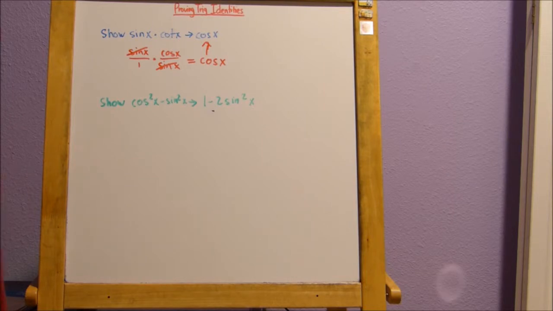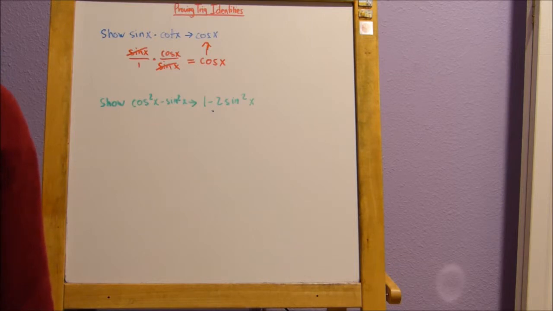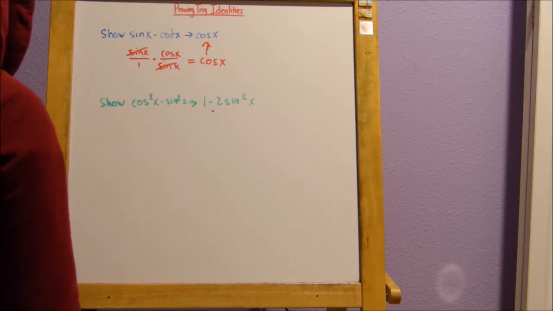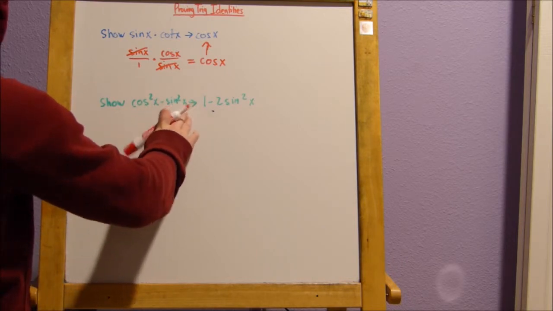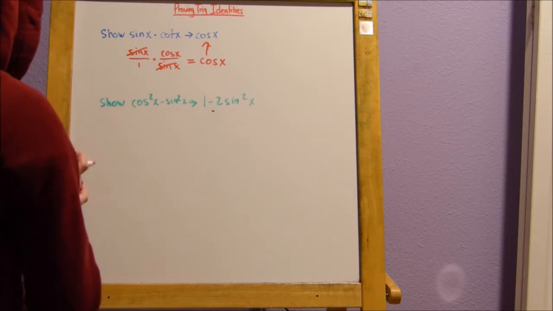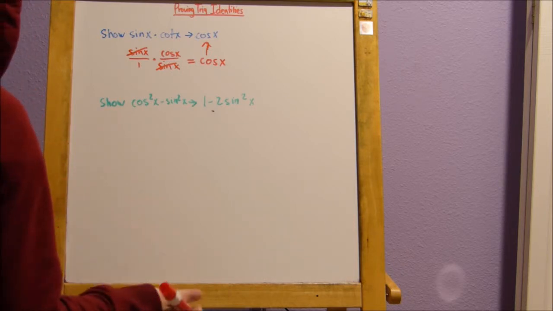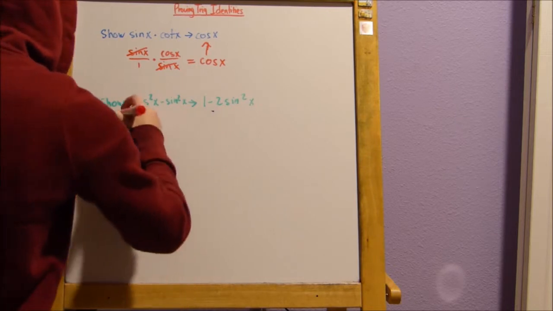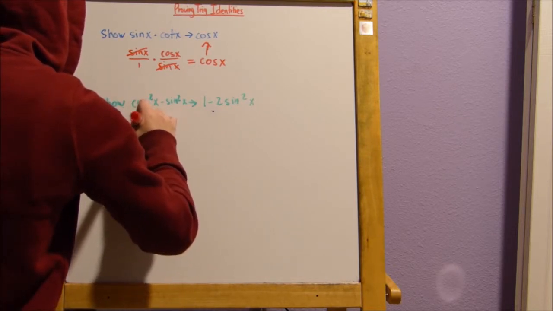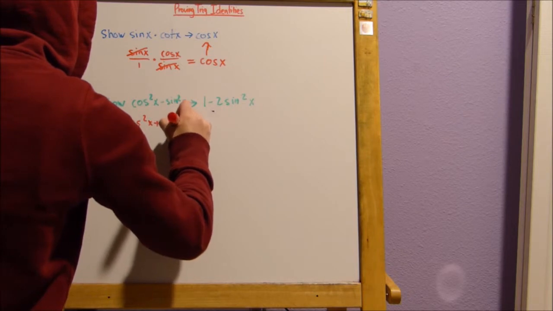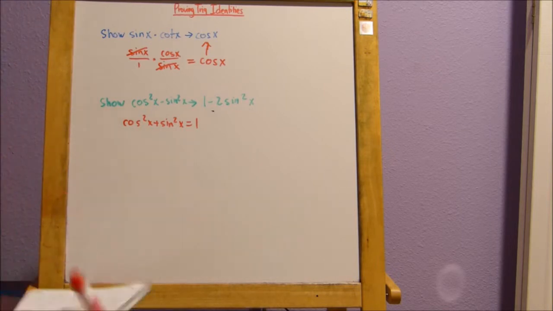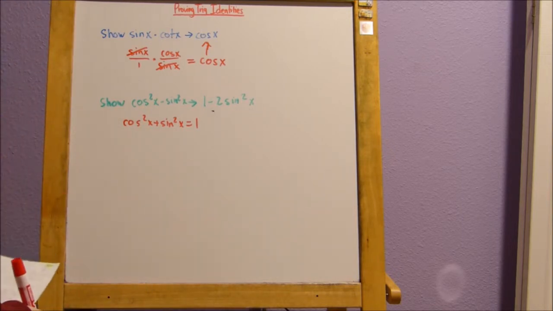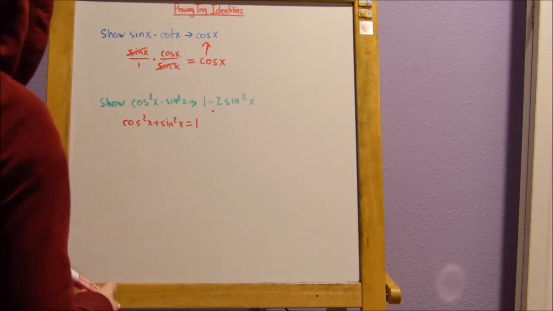So now let's go on to something a little bit harder. Show that cosine squared x minus sine squared x yields 1 minus 2 sine squared x. Okay, so here what I'm seeing is cosine squared x and sine squared x. I know that there's a property that involves cosine squared x and sine squared x. That property is cosine squared x plus sine squared x equals 1. What do they call that property? Hold on a second. That's called the Pythagorean Property. Duh, why didn't I know that?